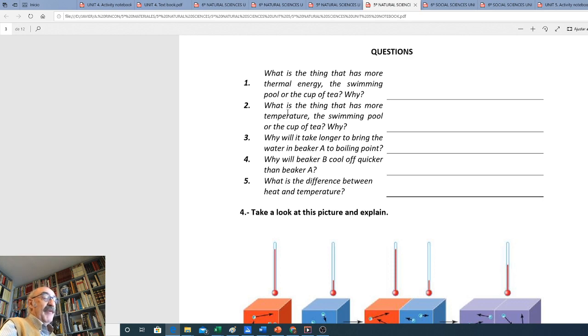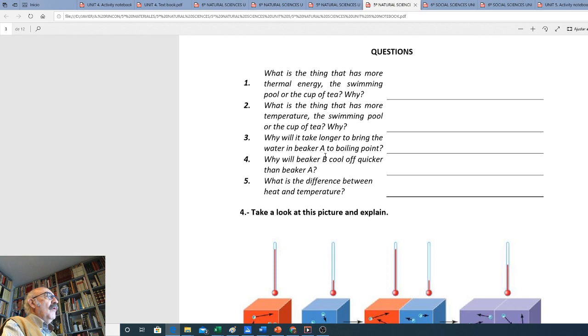Very easy, the cup of tea. And why is it? Because in a cup of tea, we can find a lesser amount of mass. It's easier for the molecules to acquire the temperature and move faster. Number 3.